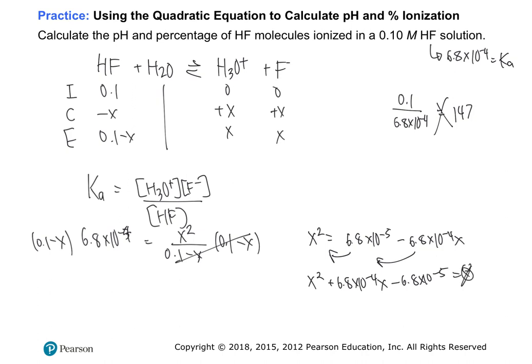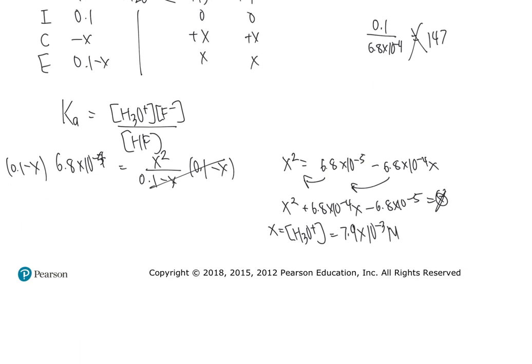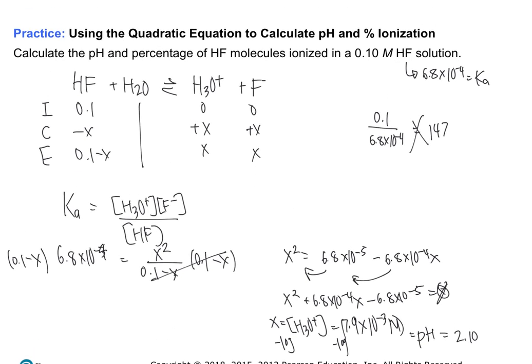Okay, when we solve for that, we get our X, which is equal to hydronium, equals 7.9 times 10 to the negative 3rd molar. So then if I want to do my pH, I'll do negative log of hydronium. So pH equals 2.10. Now the problem also asks for percent ionized, so let's just do that.